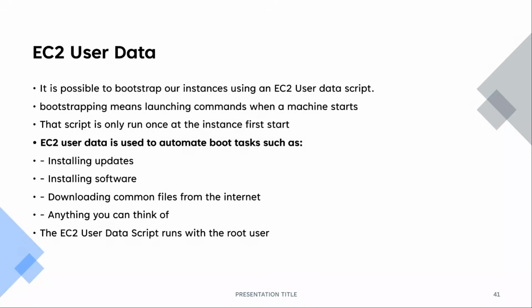What you can do is, while you are creating the EC2 instance, which we are also going to see in a minute, you can easily put all of these commands in a user data script, and after the instance has been created, as it boots up for the first time, those commands will get executed and you will have, for example, an Apache server running from the get-go. It is particularly useful if you are installing updates, installing software, downloading common files from the internet, anything you can think of. It's kind of a bash script for the first boot up of your EC2 instance. Okay.